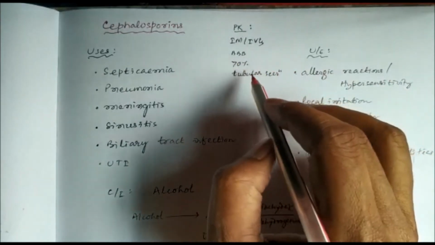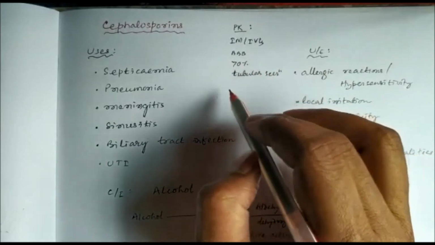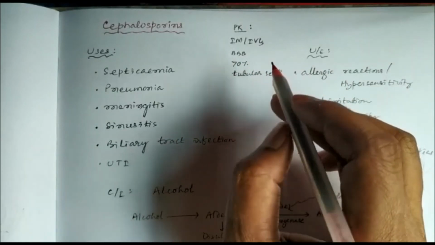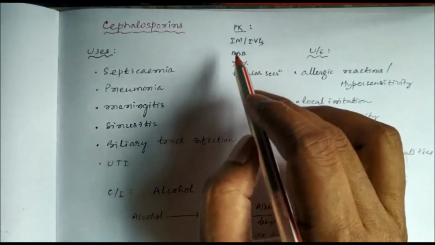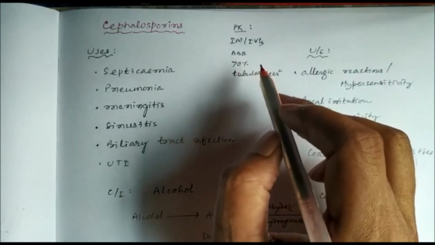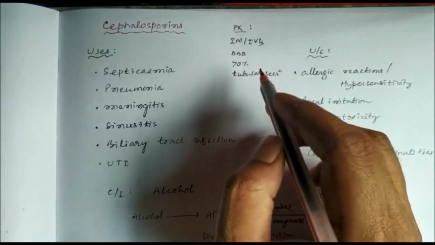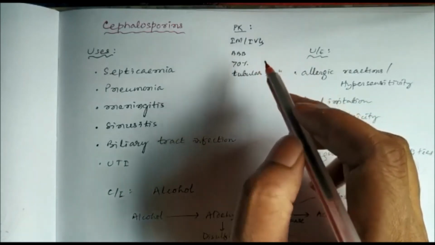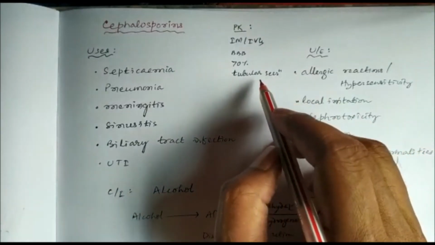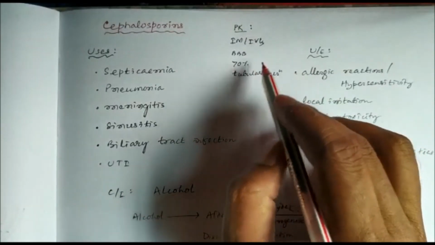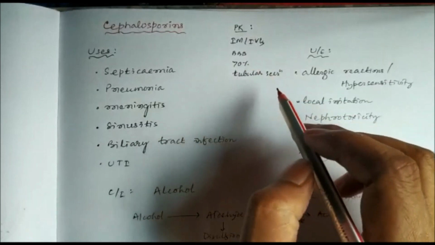And these are 70% plasma protein bound, like your penicillins. When they are highly protein bound, because of their larger size they cannot be excreted through glomerular filtration. So they undergo tubular secretion. So they are excreted by tubular secretion.